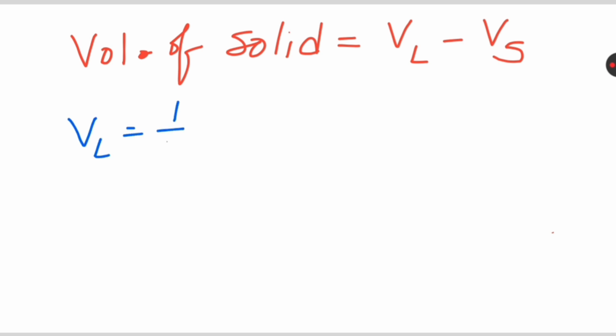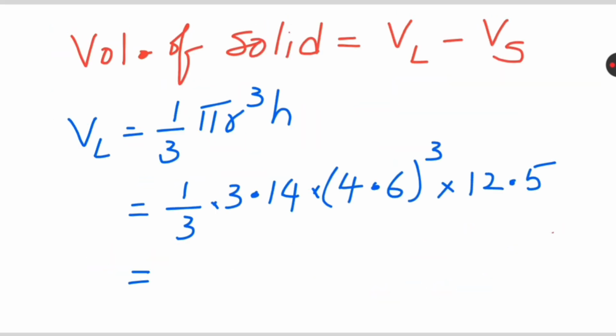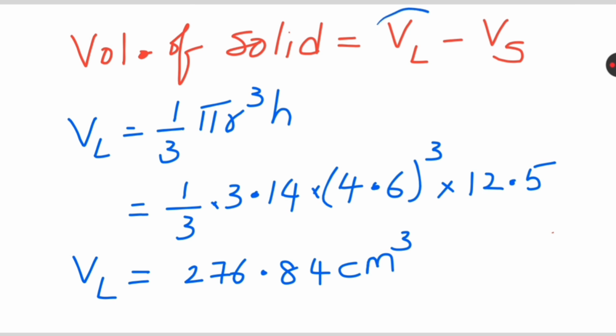What is the volume of the larger cone formula? 1 over 3 pi r squared h. Substitute the given values: 1 over 3, pi value is 3.14, and the radius is 9.2 divided by 2, which is 4.6, 4.6 squared, times the height of the larger cone, that is 12.5. Using a calculator, after doing these calculations, we get 276.84 centimeters cubed. This is the volume of the larger cone.